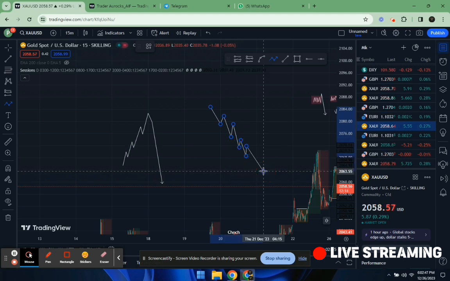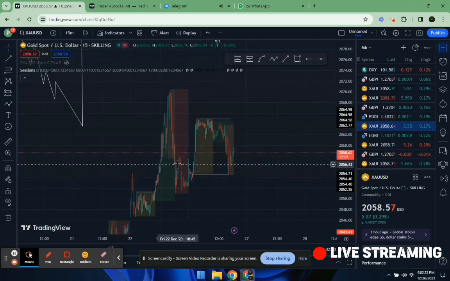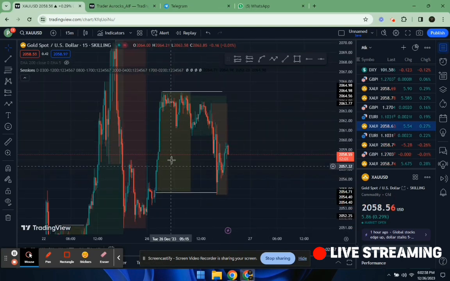We can even see today that price did not take out our Asian high, but you saw that we still got an entry because I'm backtesting.